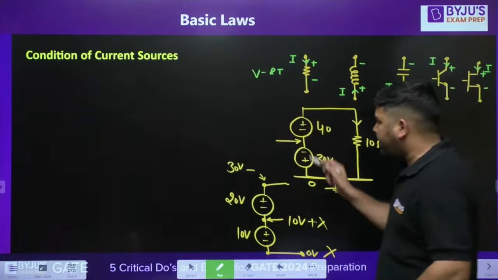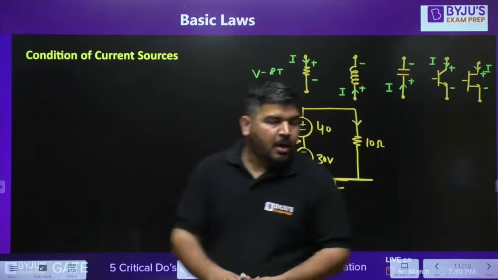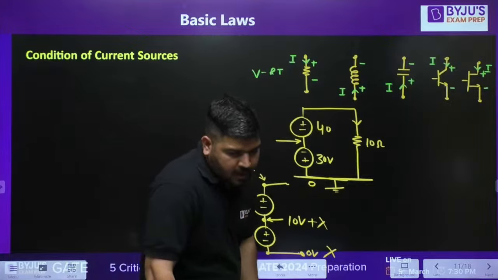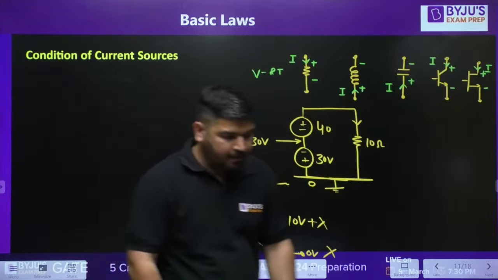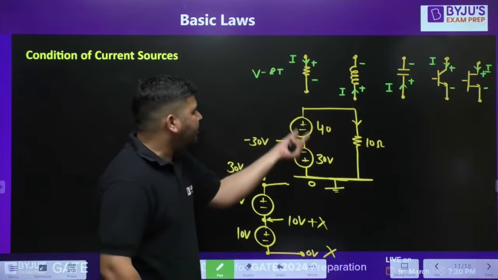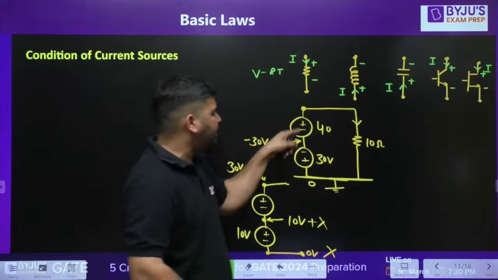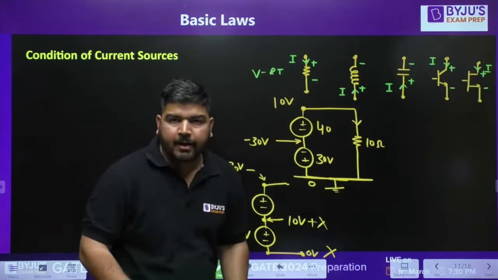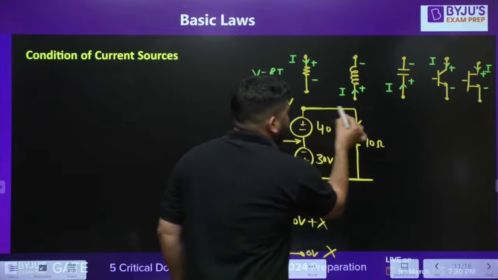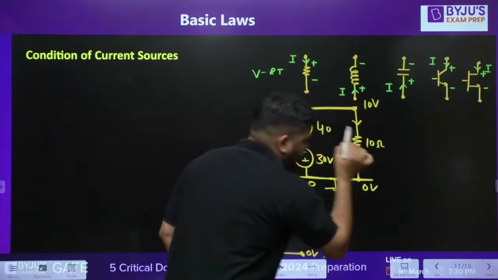Now, these sources are connected in series. Tell me, what about this voltage? This voltage is minus 30 volt. That's correct. What about this point voltage? Minus 30 plus 40, so it will be 10 volt. It means at this point you will have 10 volt, and at this point you will have 0 volt.